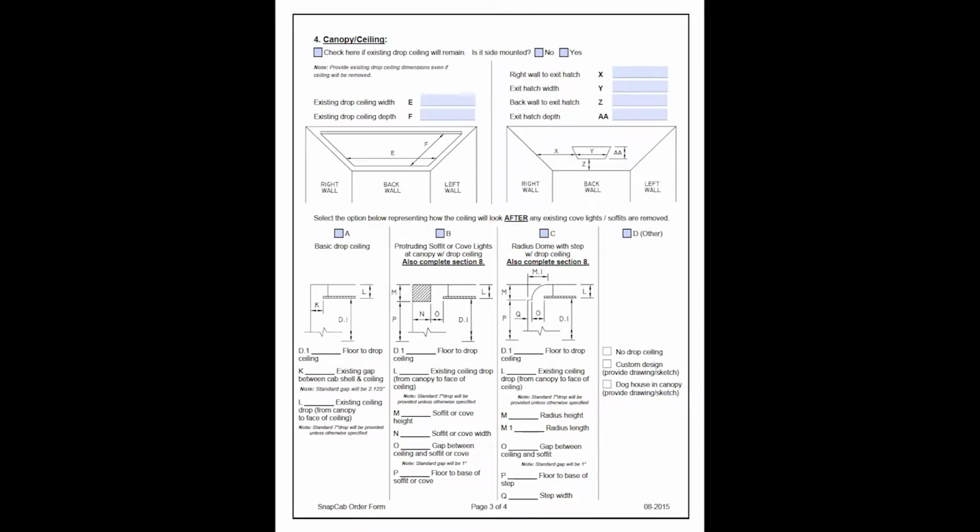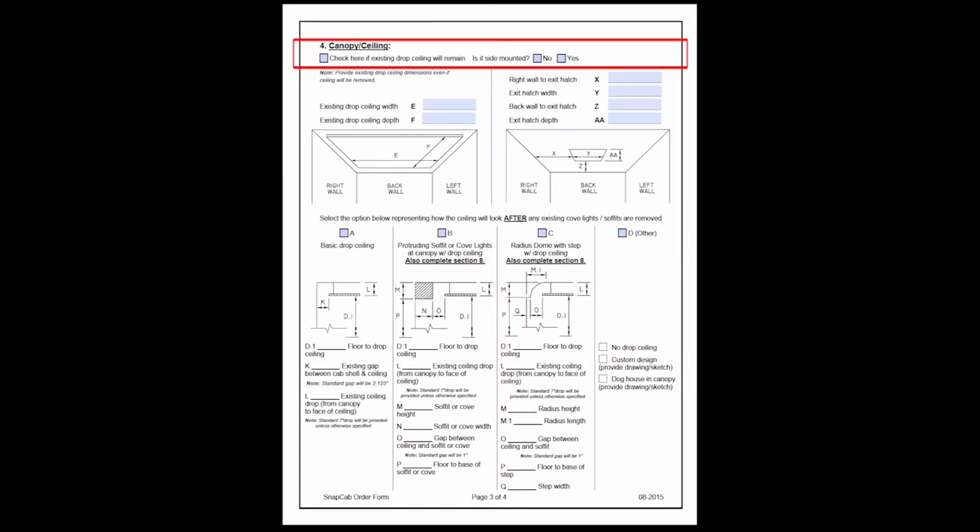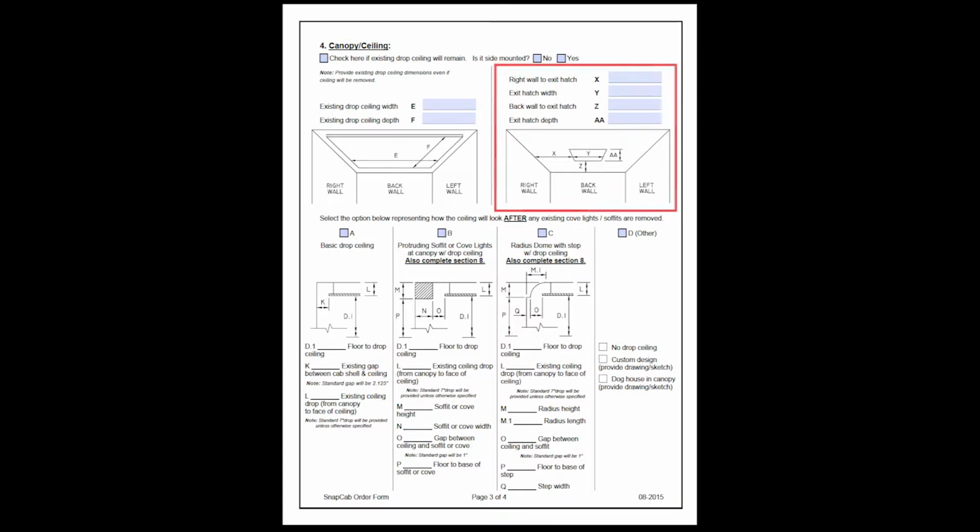Page 3. Retaining an existing ceiling can affect the height of new wall panels. Therefore, if retaining the existing ceiling, and if the ceiling has brackets that attach to the walls, be sure to check the appropriate boxes. For cabs that may seem identical, be sure to confirm the escape hatch location for each cab.